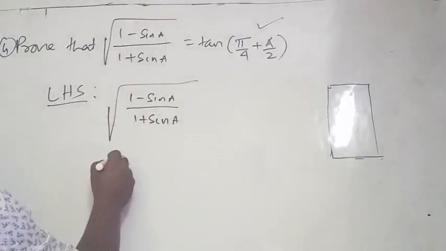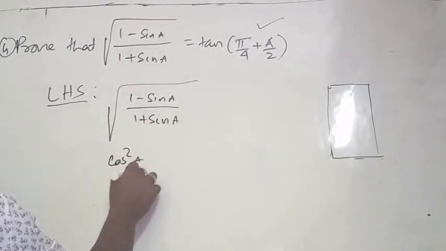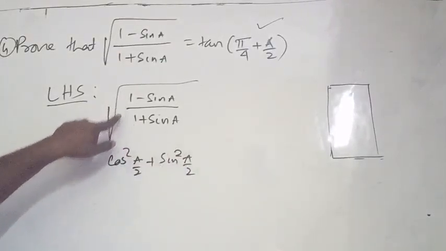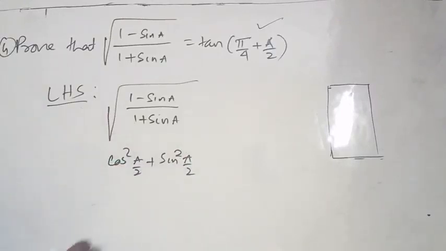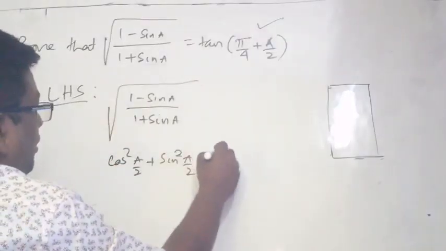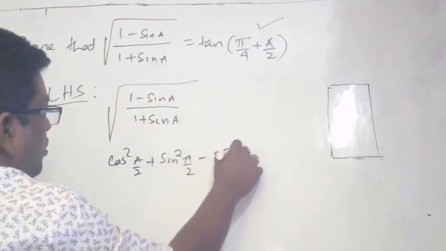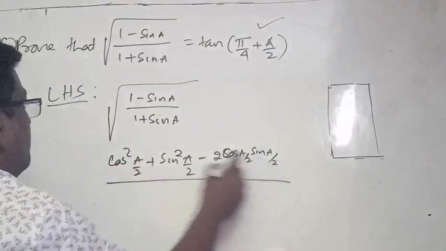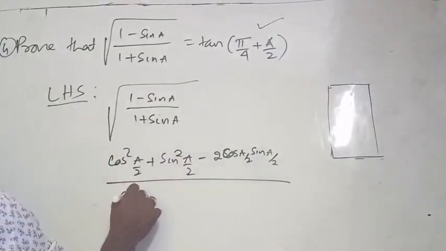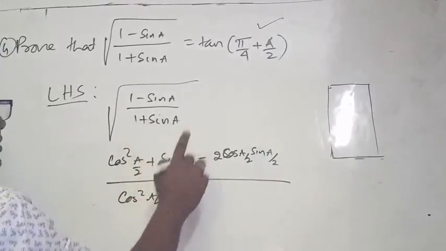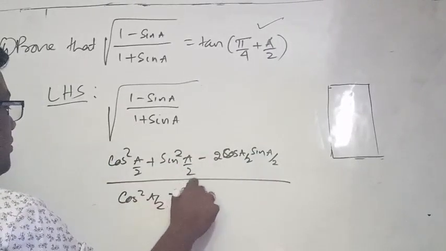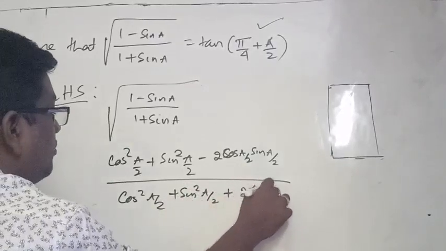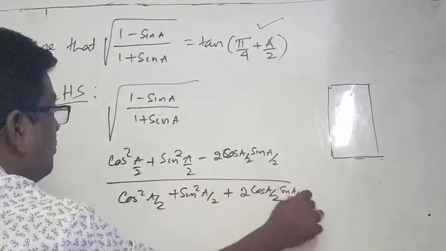This is 1, so we can write here cos square a by 2 plus sin square a by 2 in place of 1. And sin a means 2 cos a by 2 into sin a by 2, this is the formula for sin a. Divided by the same thing: cos square a by 2 plus sin square a by 2 minus 2 cos a by 2 into sin a by 2, all under root.